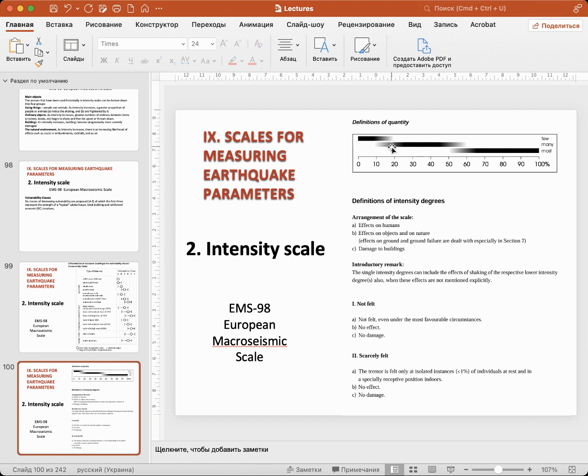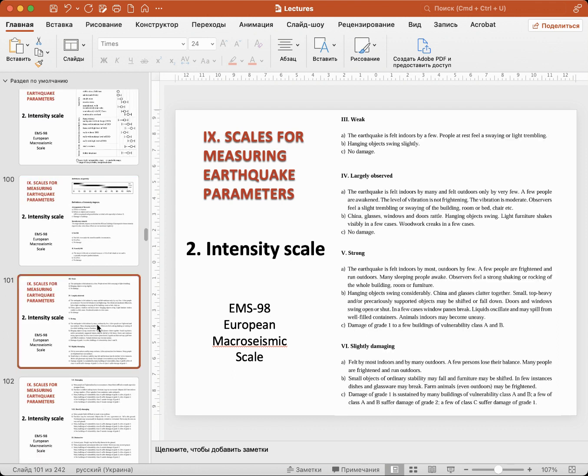And for example, what do we know? Do we think about few, many, and most? Few is below 20%. Many is from 20 till 50%, and most is more than 50%. And then we will use those terms further when we analyze the higher intensities of earthquakes.